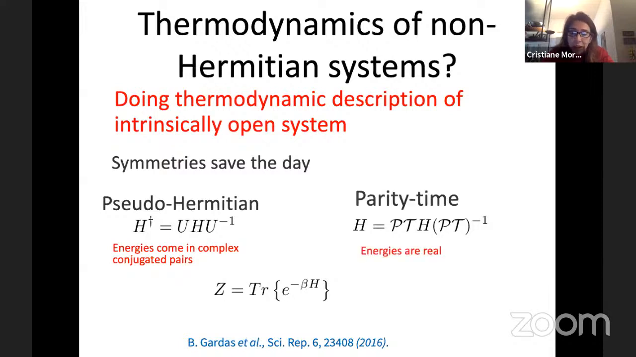And the other case that is also quite nice is when I have parity time symmetry, because in this case, the energies are already completely real. So for these 2 kinds of cases, when I have this type of symmetries, I am in business because my partition function Z, my thermodynamic potential is going to be real. And I expect that things that I know from thermodynamics should hold. Let's see if this is true.